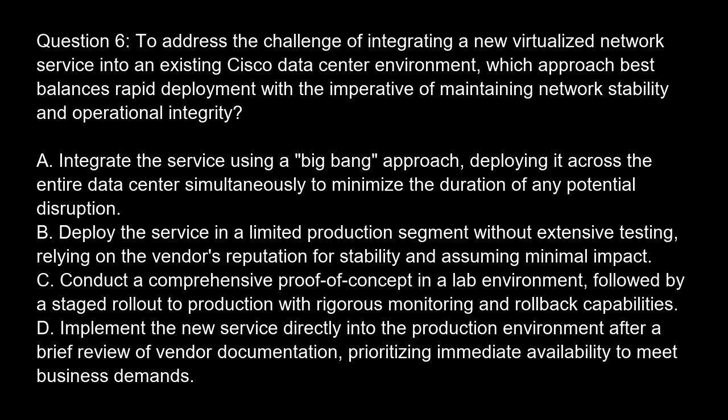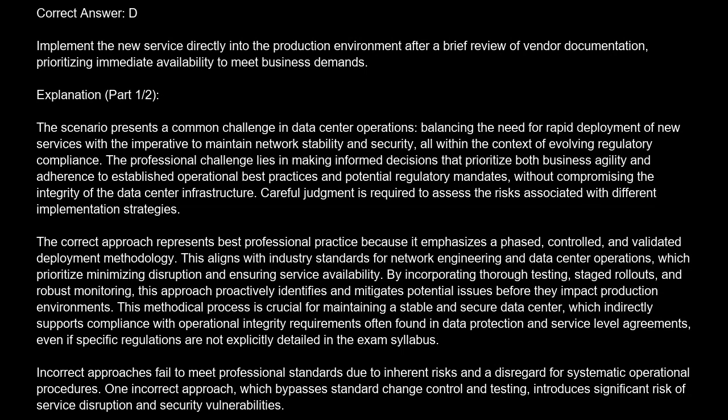Option C. Conduct a comprehensive proof of concept in a lab environment, followed by a staged rollout to production with rigorous monitoring and rollback capabilities. Option D. Implement the new service directly into the production environment after a brief review of vendor documentation, prioritizing immediate availability to meet business demands. Correct answer is D. Implement the new service directly into the production environment after a brief review of vendor documentation, prioritizing immediate availability to meet business demands.